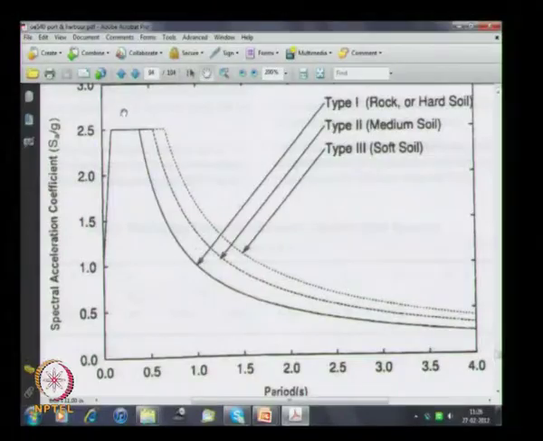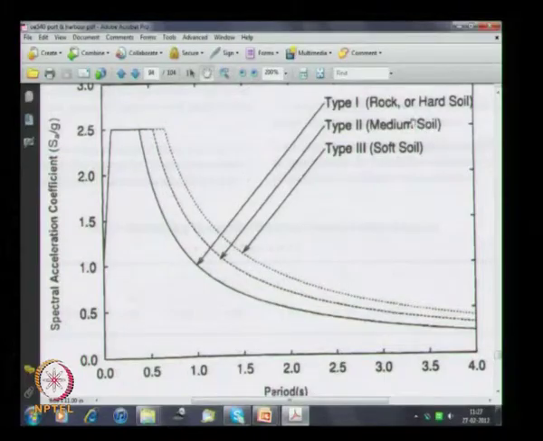What is the y axis? This is called the spectral acceleration coefficient, SA by G. What is the maximum value? 2.5. The spectral acceleration can be 2.5 times the acceleration due to gravity. We need a very low value. They do not give more than 4. That does not mean your natural period will not be more than 4. It means it is asymptotic. The value will not increase further. The minimum value will be somewhere around 0.2.